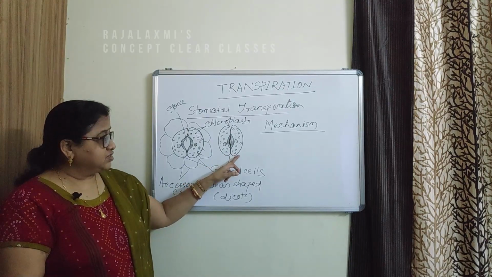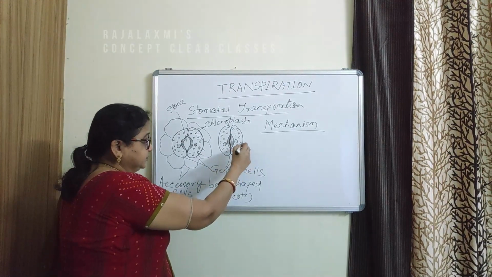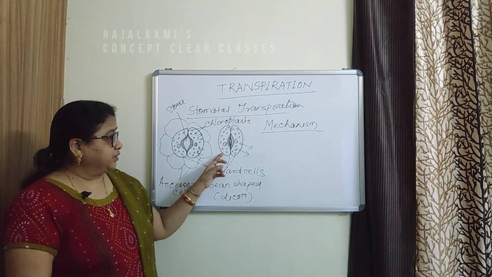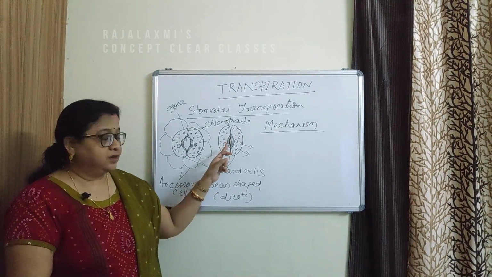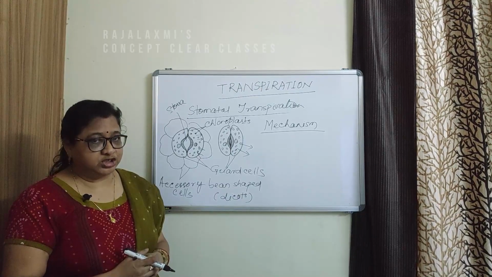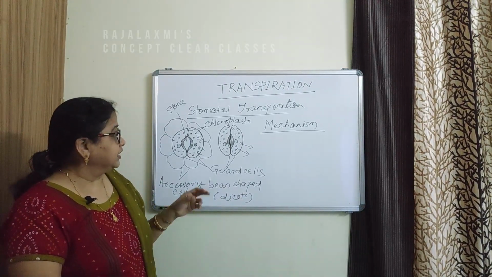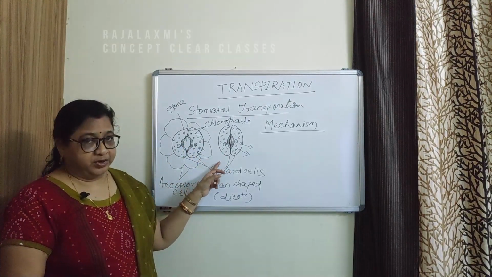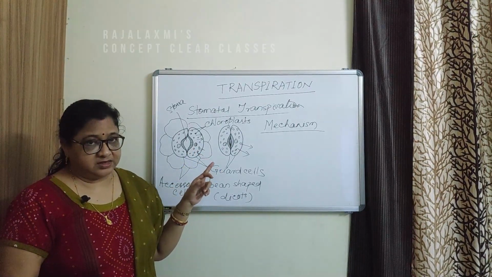When water is lost from the guard cells to the other epidermal cells, then what happens? The guard cells become flaccid and the inner thick wall comes to its original position and the stomata is closed. So we see that the stomatal opening and closing depends upon the osmotic concentration of the guard cells.